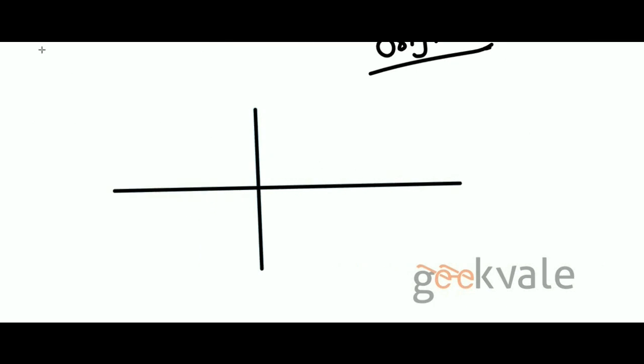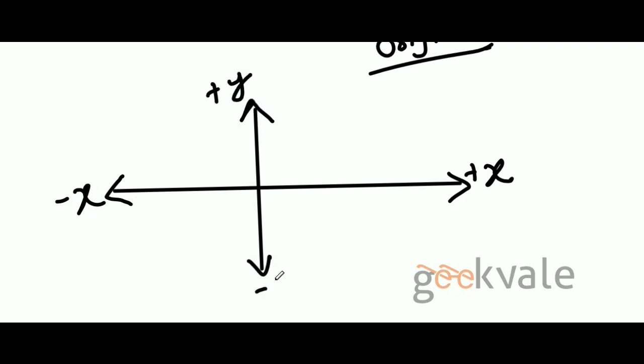Now let me draw it again for you. So this is what we know so far: the horizontal and the vertical version, and where they intersect is called the origin. The horizontal version is called the x-axis. The right side of the horizontal version is called the plus x. The left side is called the minus x. Similarly, the vertical version of the real line, the upper side is what you call the plus y-axis and the lower side is what you call the minus y-axis.